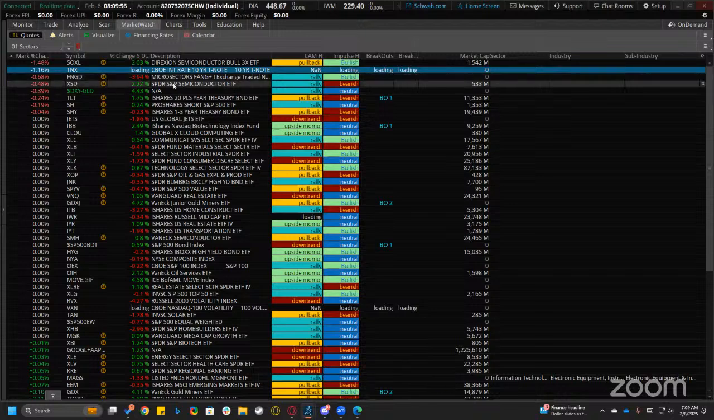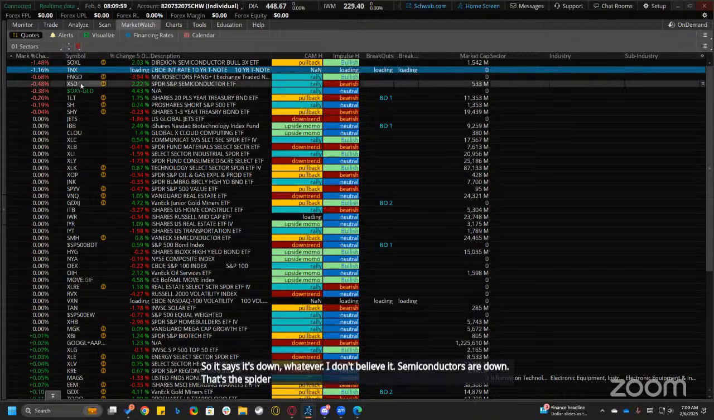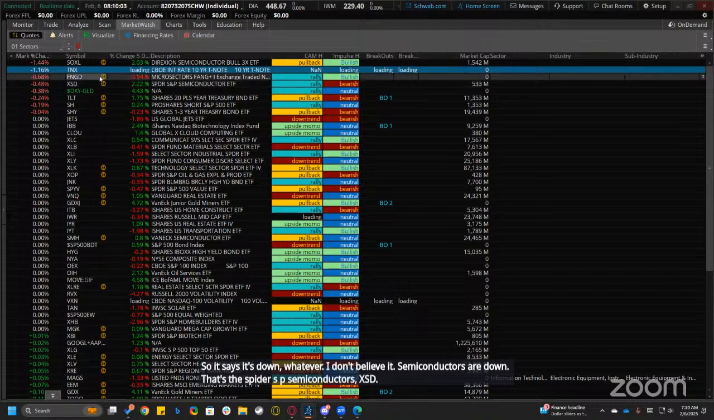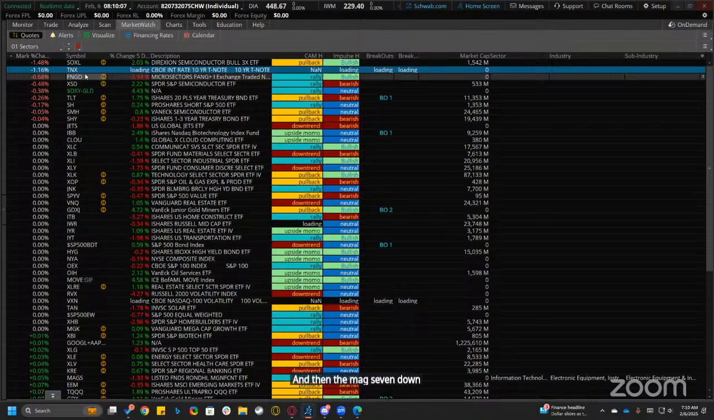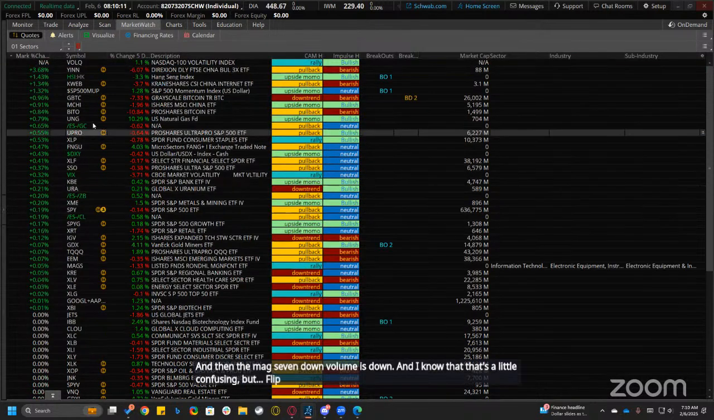Semiconductors are down. That's the Spider S&P semiconductors, XSD. And then the Mag 7 down volume is down. And I know that that's a little confusing, but flip it around to see what's up this morning.